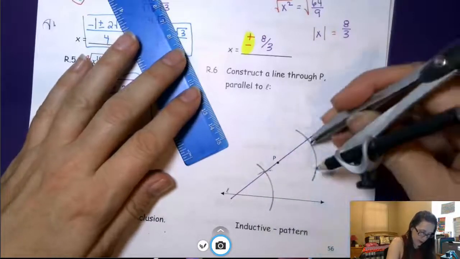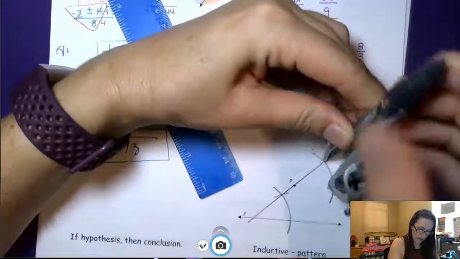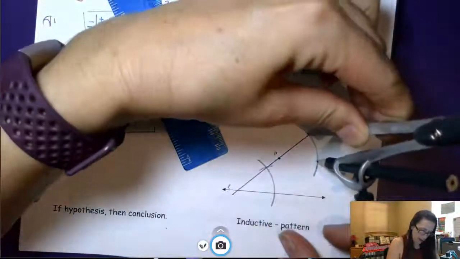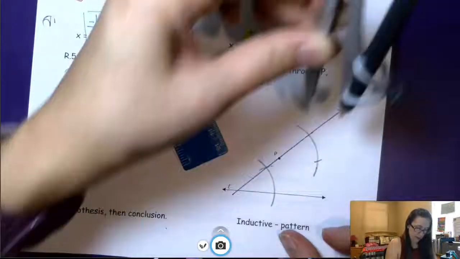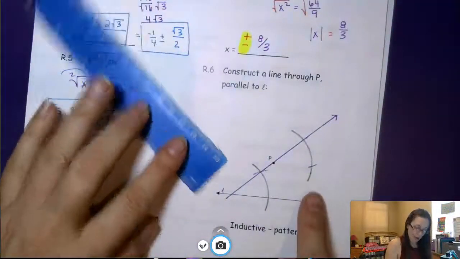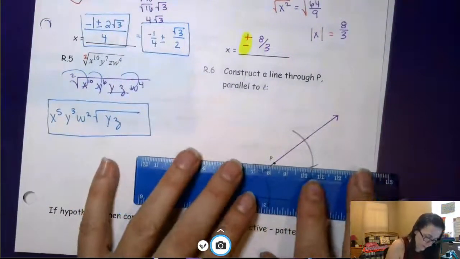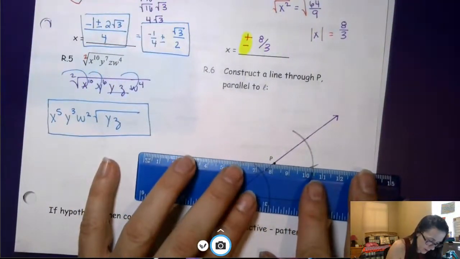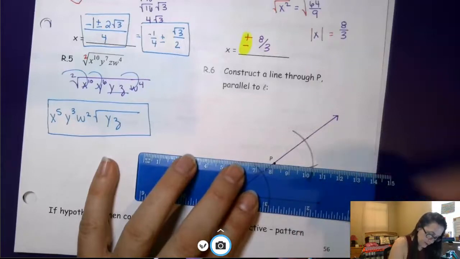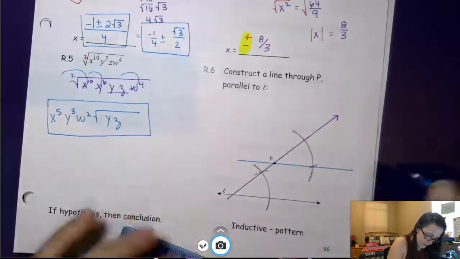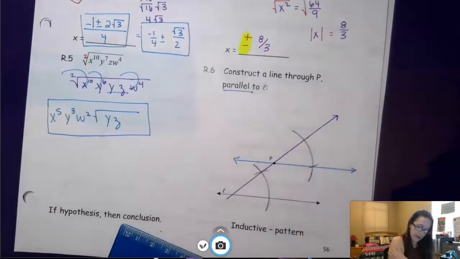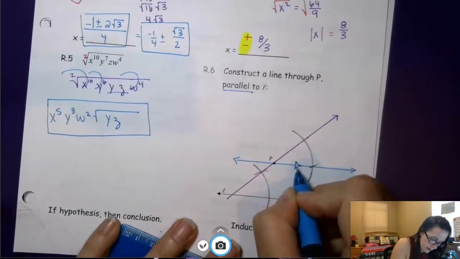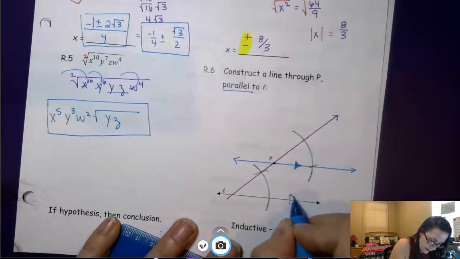Now I have to flip this around, put the point on the original line, and come down here and mark. It's always awkward with my left hand. Okay, so once I have that point marked, I can now draw my line through P and that intersection. So I just created a line parallel to the original. I can show that by drawing my arrows.